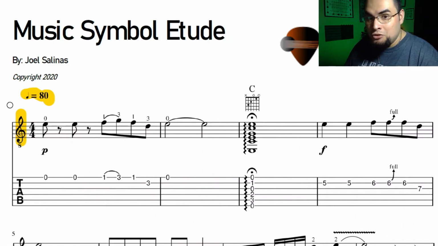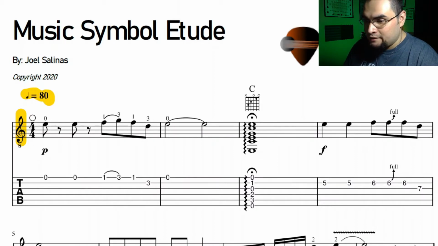For guitarists, usually you'll see a treble clef, and the treble clef basically says that the bottom line is E, second line is G, third line is B, fourth line is D, fifth line is F, and then the spaces are F, first space, second space is A, third space is C, and then the fourth space is E.